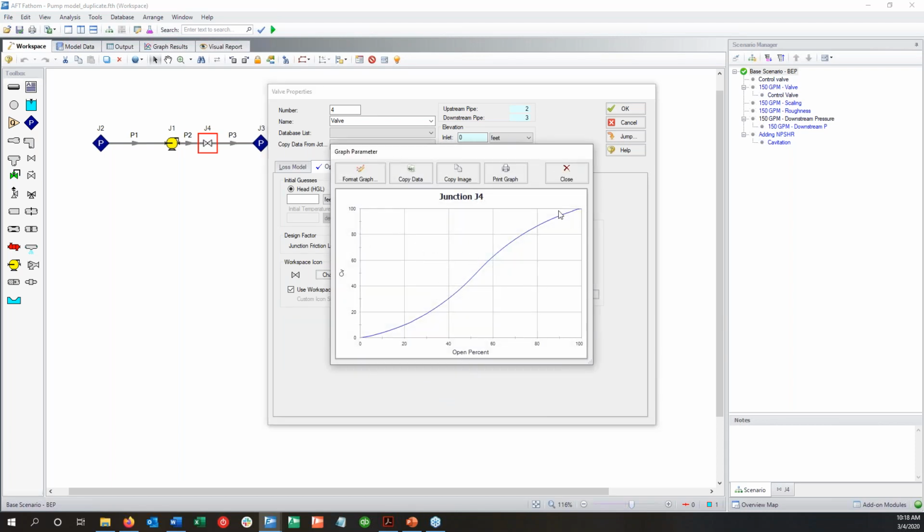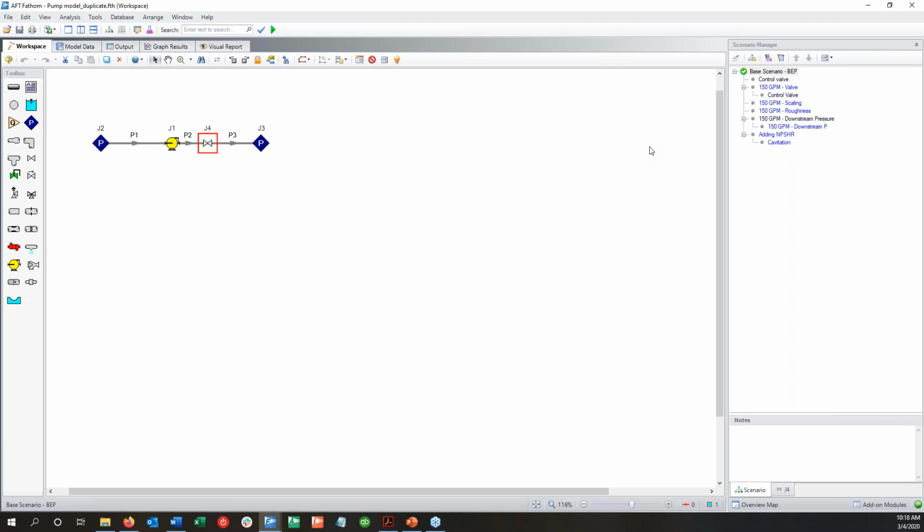We can take a look at our graph. So this is where characteristic curves are important, especially if it's a manual operator trying to finesse a valve. Closing it an additional 10% can drop the flow very significantly compared to this initial closure. So that's something to be aware of. Not all valves are going to be linear.